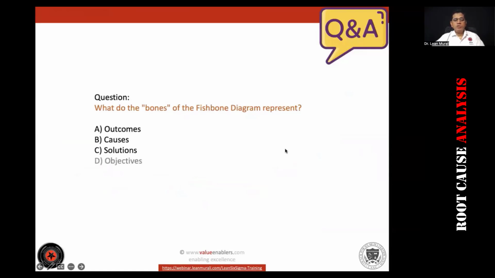Outcomes, causes, solutions, or objectives. So the right answer is B. Again, send a lot of flowers, chocolates, burgers, pizzas to all those people who typed B, which is causes, which is the right answer.